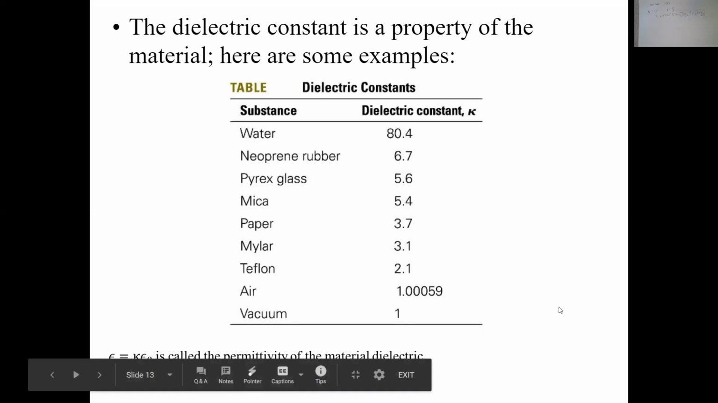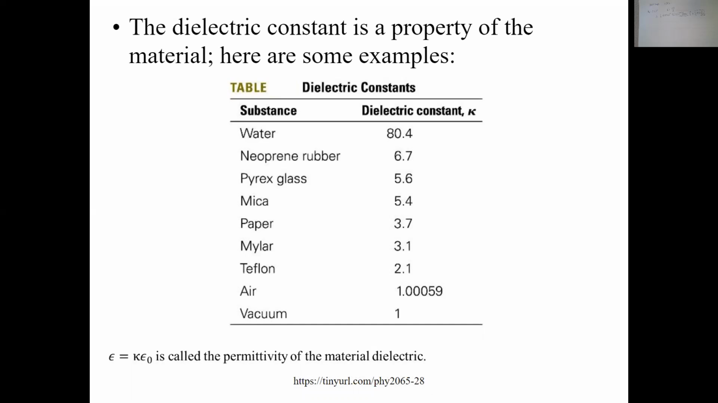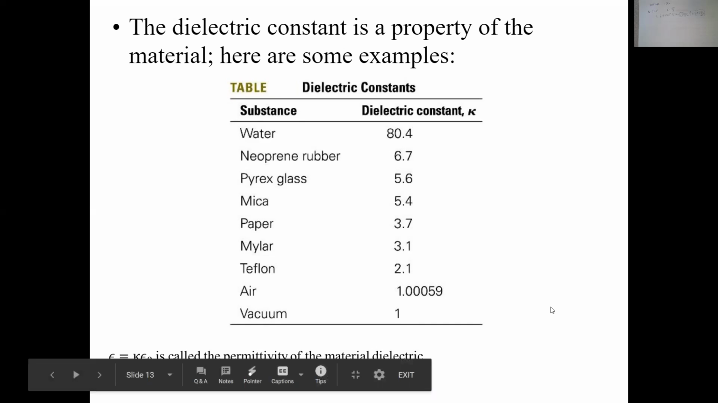So the dielectric constant is also related to the permittivity of the materials, okay? Epsilon naught is the permittivity of vacuum. So kappa times epsilon naught gives you the permittivity of the material. You can see kappa is always greater than one, other than for vacuum. Vacuum is one and everything else is greater than one, okay? Again, referring to pure materials.